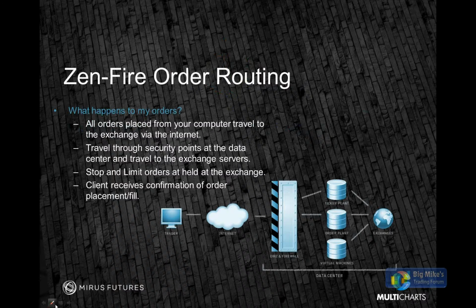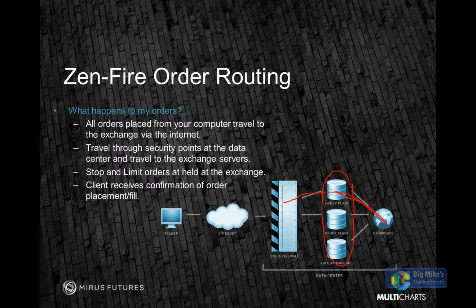So let's take a look at the market data functions and order routing with ZenFire. When you're trading from your computer, you're the trader, you're actually pulling data from the exchanges. The exchange is sending that through the ticker plant, which is co-located. This is all part of ZenFire. The exchanges send that data through the ticker plant.